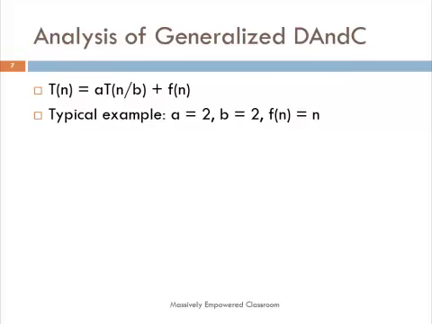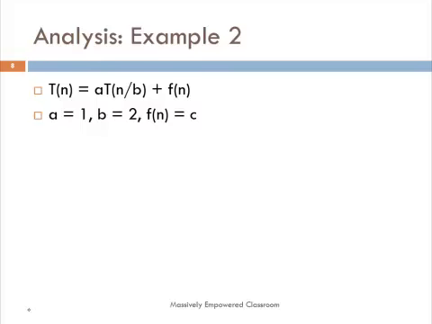Right? So the general form of the recurrence relation is T(n) = A·T(n/b) + f(n). We already looked at the typical case where A is 2, B is 2, and f(n) is n. And what did that give us? That gave us n log n. Right? Let's look at one more example.